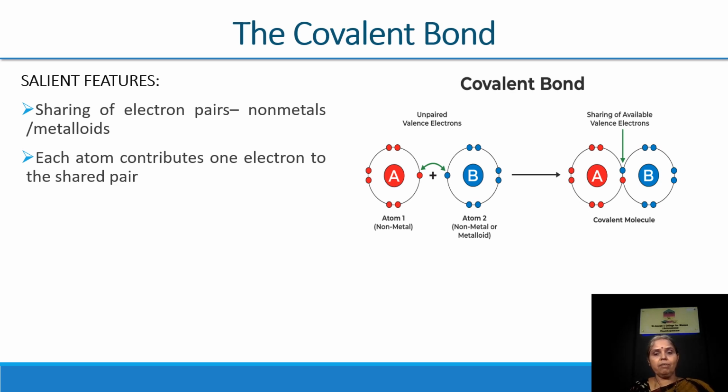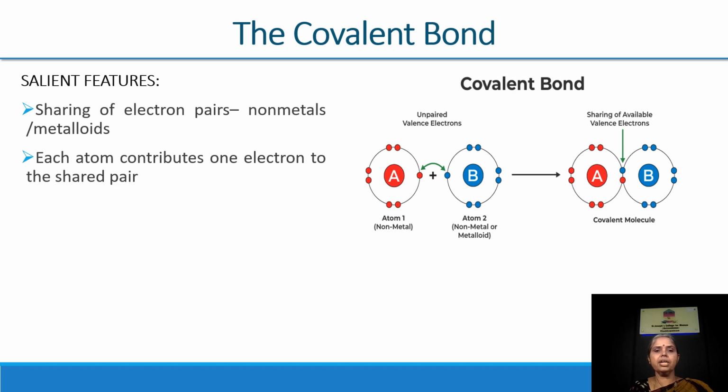Of course, we have also learnt about the coordinate covalent bond, where one single atom contributes both the electrons, and the one that gives both the electrons is called the donor, and the one that accepts both the electrons is called the acceptor. Nevertheless, irrespective of which atom is contributing both the electrons, the resultant pair of electrons is shared by both the bonded atoms. So, covalent bond simply means sharing of electron pairs.